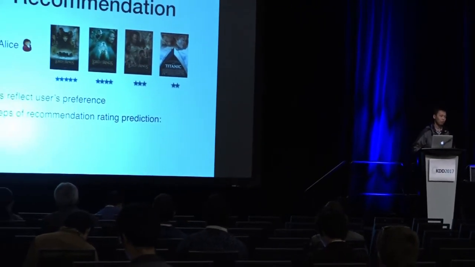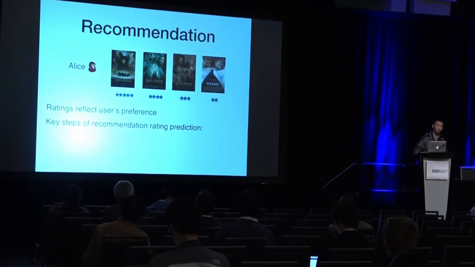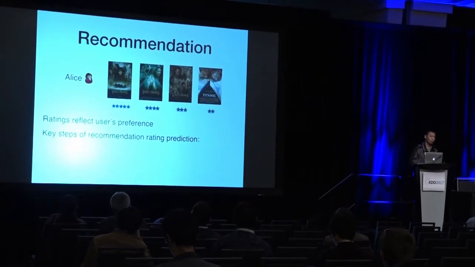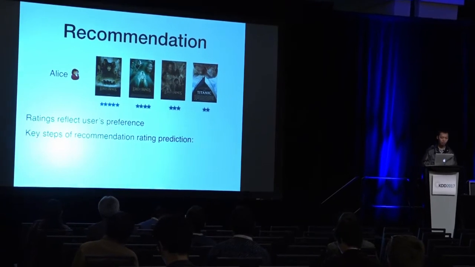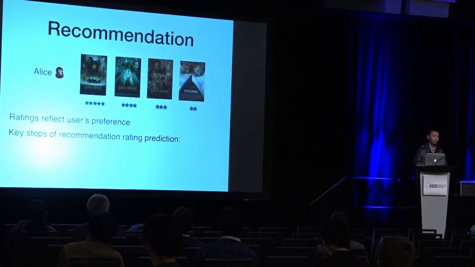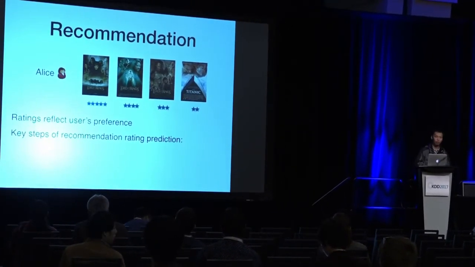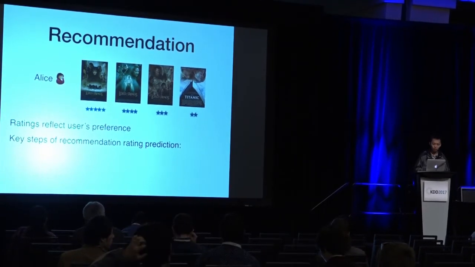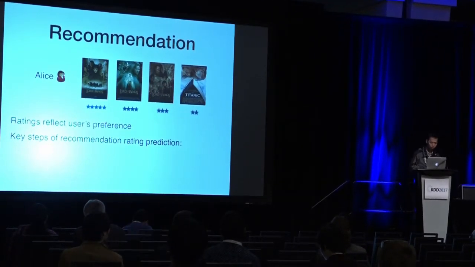Recommender systems have been widely used in many real applications, and one of the key problems in recommender systems is the so-called rating prediction problem. That is, predict the ratings from users to items. And in this work, actually, we view the problem as a two-step process.